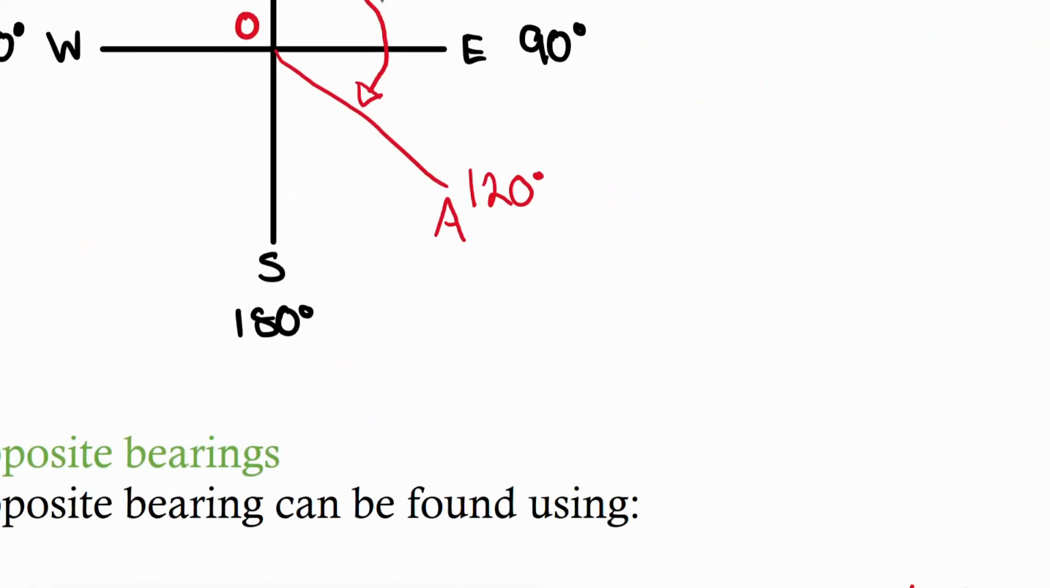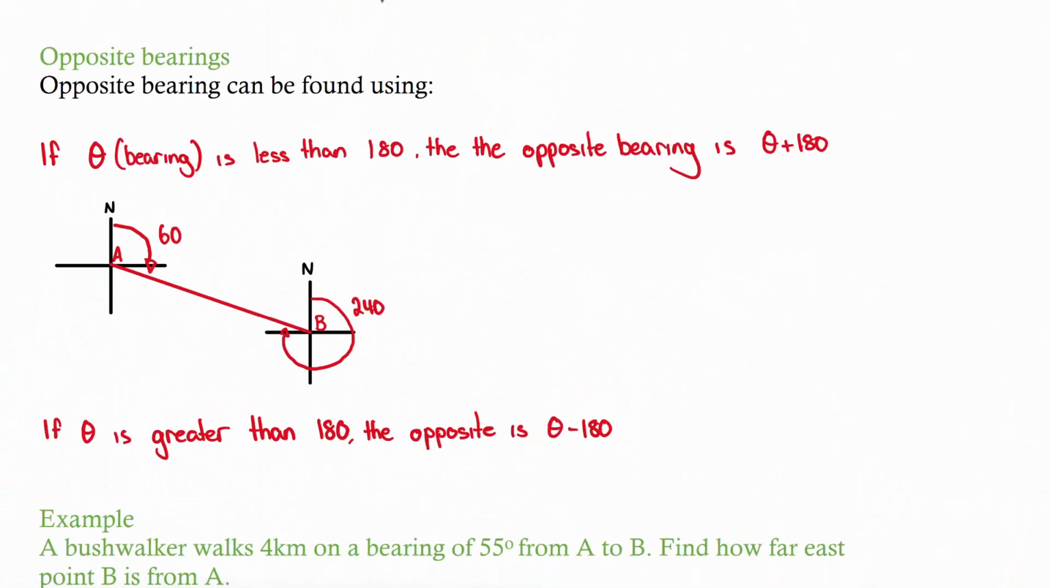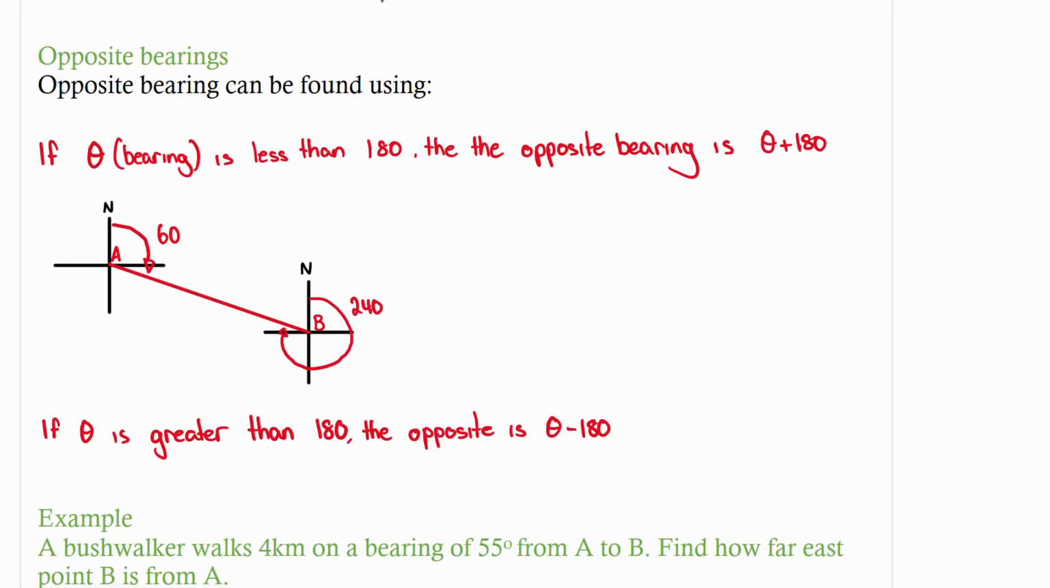Okay? So, the next thing I want to talk about quickly is what we call opposite bearings. This is just a useful little trick to help find some bearings quickly. If we have one here where we know that the bearing of B from A is 60, I can then note that the bearing of A from B is going to be 60 plus 180, which is 240.